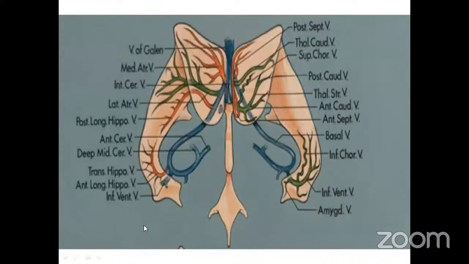This is another view, an anterior view, showing the posterior caudate vein, anterior caudate vein, medial atrial vein, lateral atrial vein, the transverse hippocampal vein that is present in the temporal horn, the inferior ventricular vein, which drains into the inferior choroidal vein, and the amygdala vein, which also drains into the inferior choroidal vein.